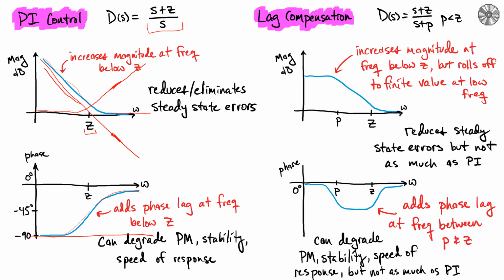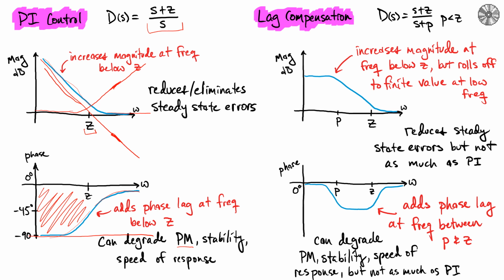P is lower than Z. One of the consequences of doing that, we get that benefit, but this decrease in the phase here can actually hurt stability depending on our system. And so this specifically is degrading the value of the phase margin, which has impacts on stability.